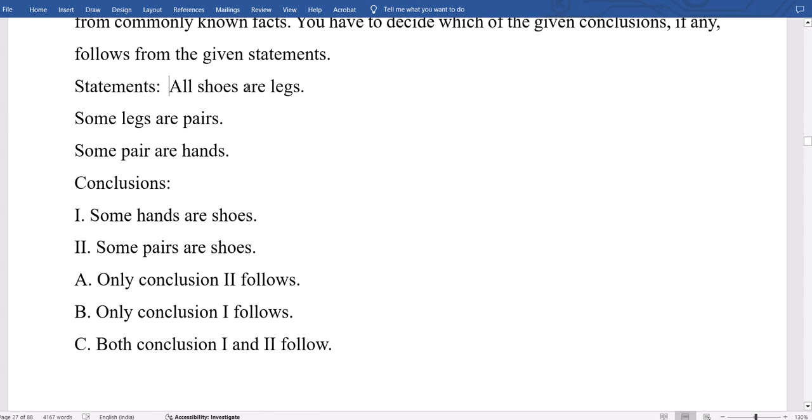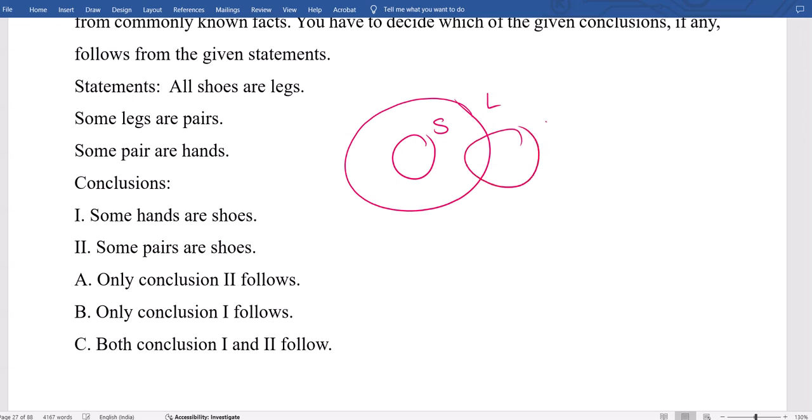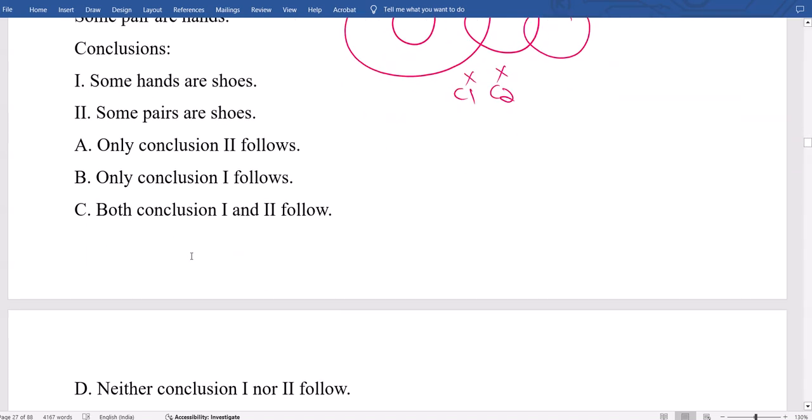All shoes are legs. Some legs are pairs. Some pairs are hands. Here, first conclusion: hands and shoes are connected. No. Pairs and shoes are connected. No. Both failed. I have to go for neither one nor two. Both failed in my diagram.